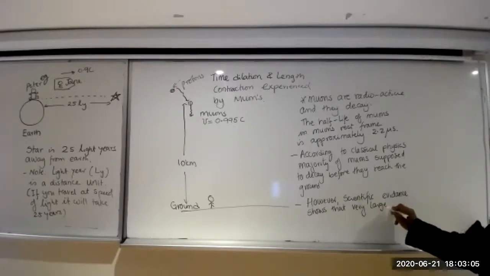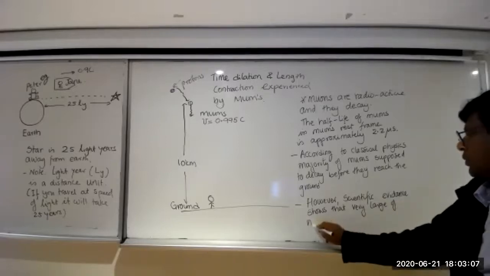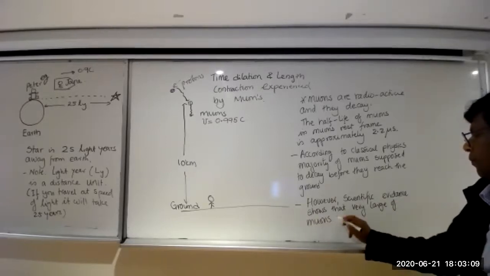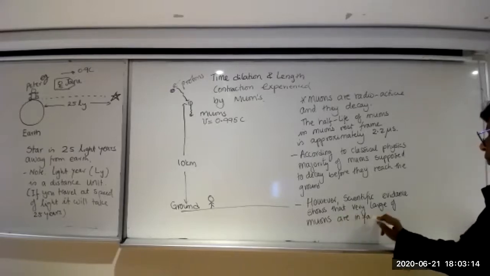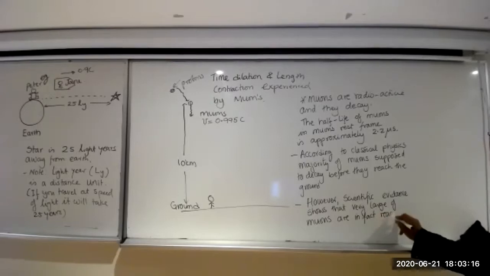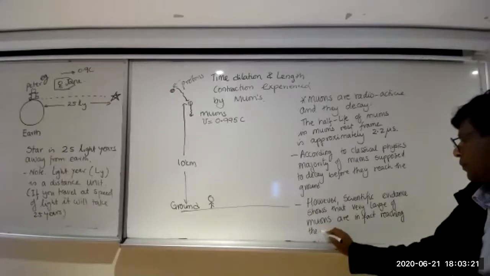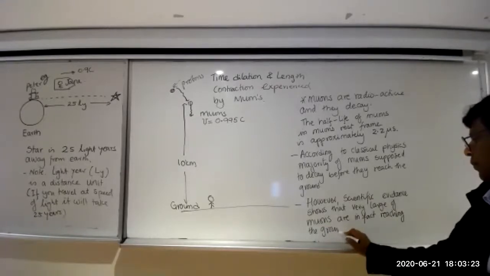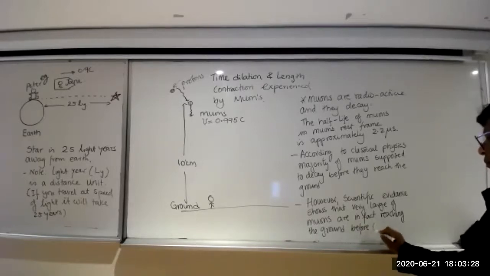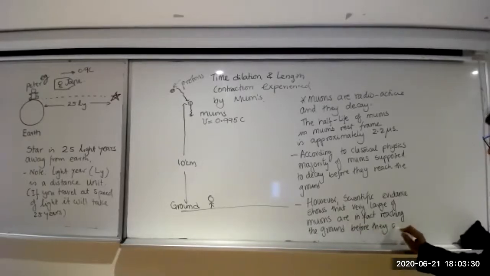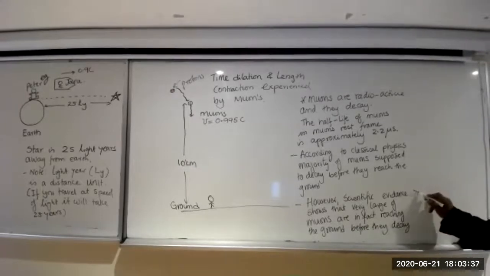A very large number of muons are in fact reaching the ground, reaching the ground before they decay. How do you explain that? How do you explain this?